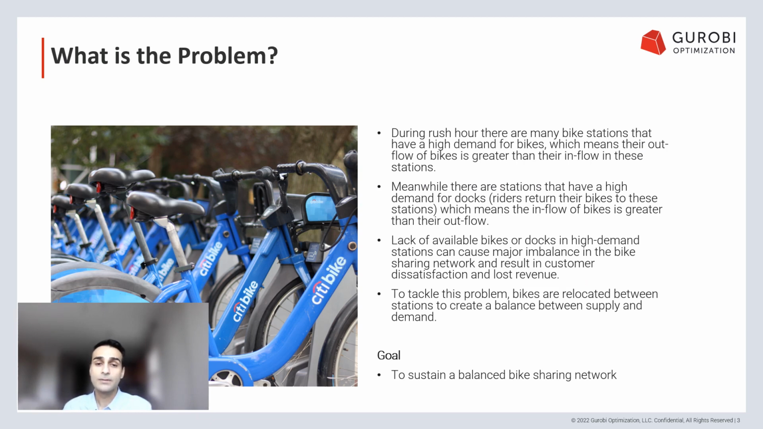So what is the problem? The problem that we are interested in solving happens all the time. And these bike share systems, City Bike in this example, need to deal with them on a day-to-day basis. So what happens is there are some stations that receive more bikes because people drop their bikes in those stations more often than people take bikes from those stations. And there are some that exactly have the opposite problem.